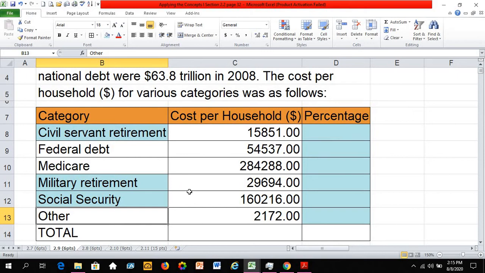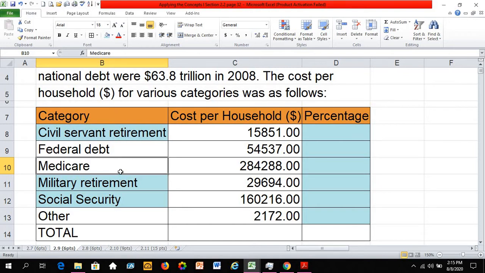So this is the data being projected. Notice that all these three are considered to be in the category of retirement. That's why I highlighted them in that color. So in my conclusion later on, I could actually combine them as one. Then if we talk about Medicare, these are the health insurance benefits for an employee in the US.